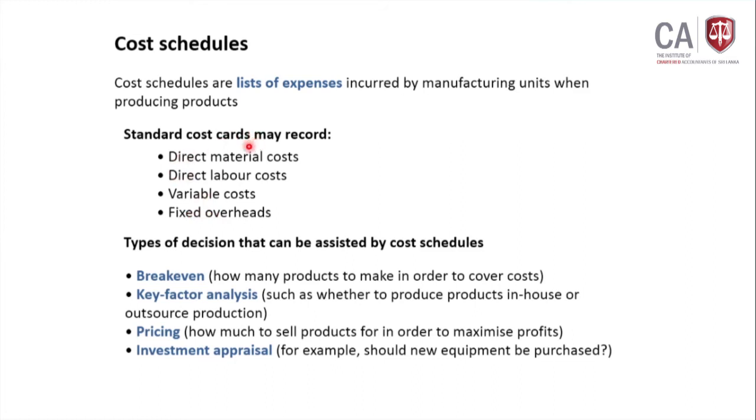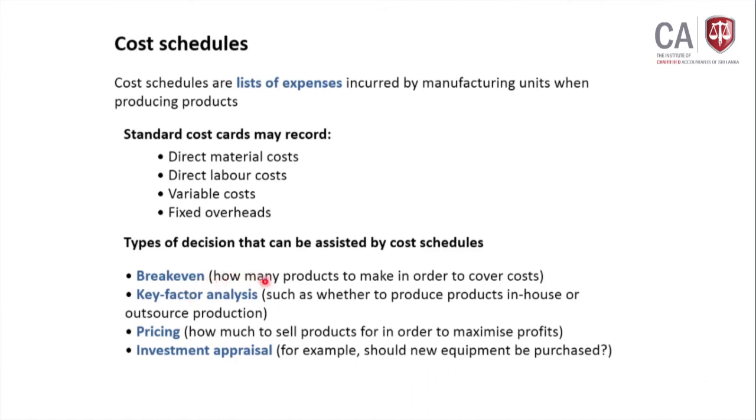Sometimes in the question paper they will ask which of the following is an item of the standard cost card. Then you have to select one of these if it is available. Direct material is an item of the standard cost card, is it correct or wrong? You have to answer that. And cost schedules are lists of expenses, right? Please remember that it is a list of expenses.